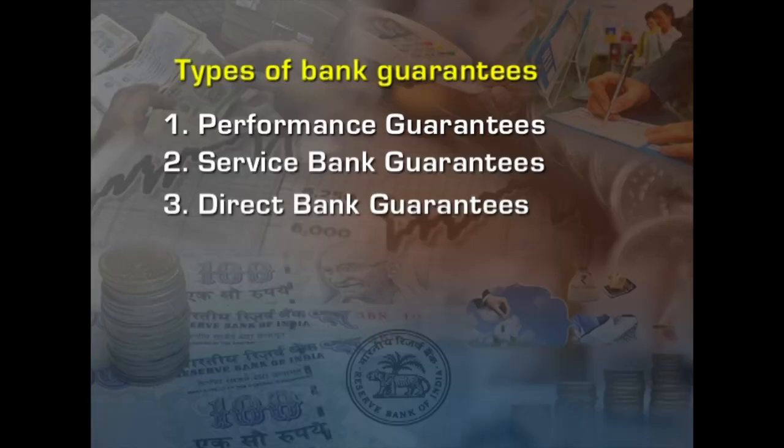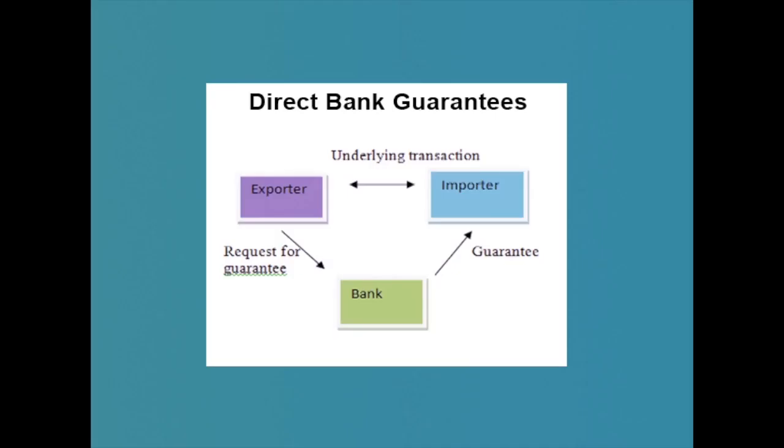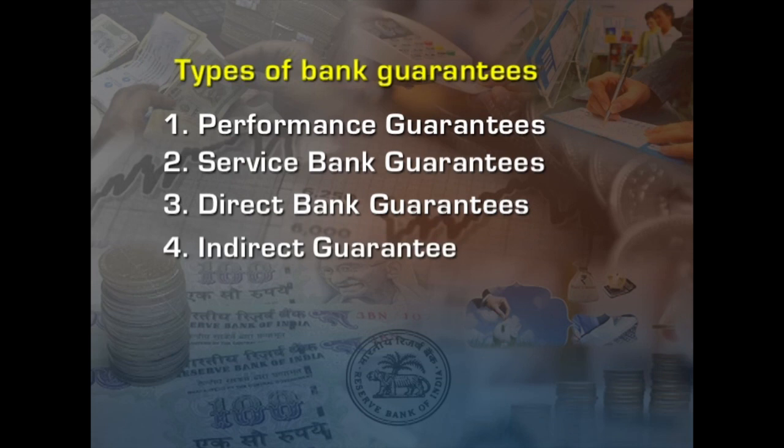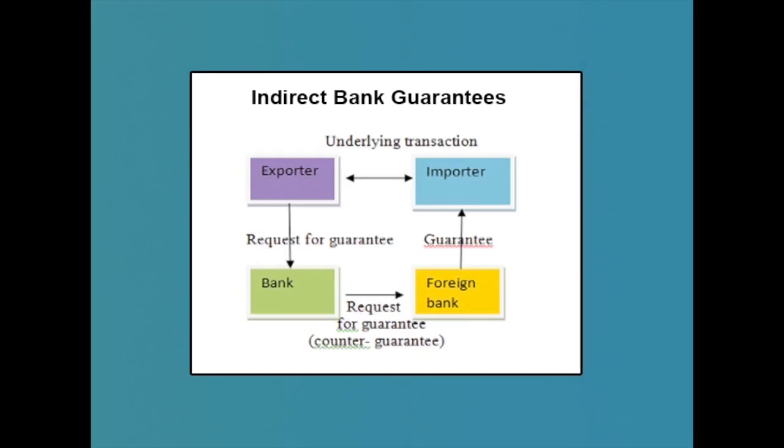3. Direct bank guarantees. This type of bank guarantees are issued by the bank directly to the beneficiary without concerning any correspondent bank. This type is less expensive and is also subject to the law of the country in which the guarantee is issued, unless otherwise it is mentioned in the guarantee document. 4. Indirect guarantee. In this type of guarantee, a second bank is involved on the demand of the beneficiary. However, this type is more expensive and time consuming.